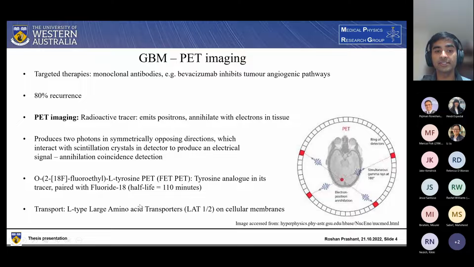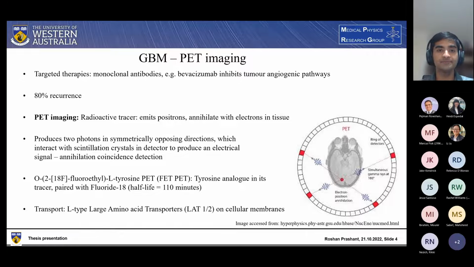The specific tracer relevant to this project is 18F fluoroethyl tyrosine, also known as 18F FET or just FET. This comprises a tyrosine analog in its tracer and is paired with fluoride 18, which has a half-life of around 110 minutes. The transport of FET across the blood-brain barrier to the tumor regions is facilitated by the LAT1 and 2 transporters that are found on the cellular membranes on the blood-brain barrier, and the concentration of LAT transporters is increased in the case of gliomas, thus highlighting the utility of this tracer amongst patients who are diagnosed with glioblastoma.